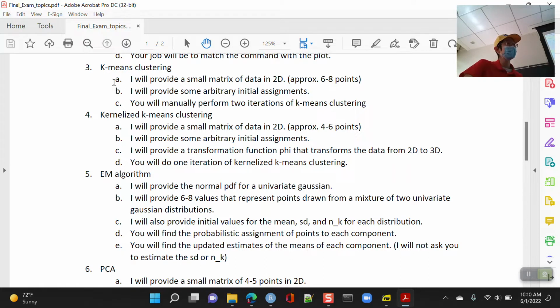We've seen a bunch of these examples already. And then I will ask you to do just 1 iteration of kernelized k-means clustering. Because once you're in 3D, you have to calculate the centroid in 3D, which is just a tiny bit more tedious. So just do 1 iteration, yeah.